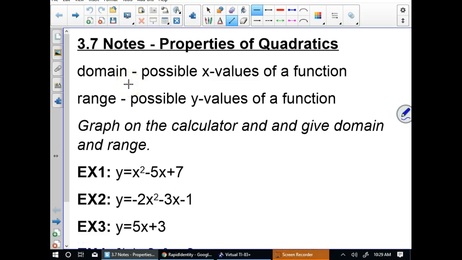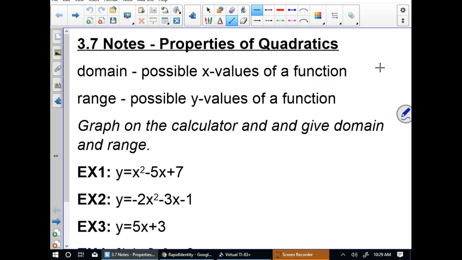Alright, so 3.7 is on properties of quadratics. So some different things we need to know about quadratics. The first thing that we're going to talk about is not just a property of quadratics, so we're going to look at some other equations in here as well. And that is your domain and your range.